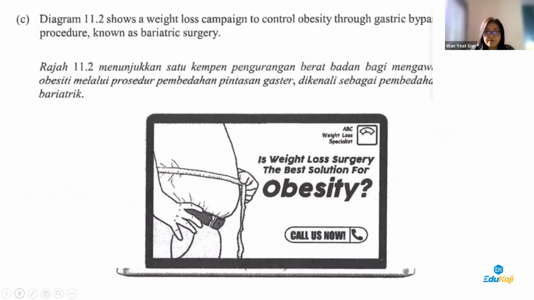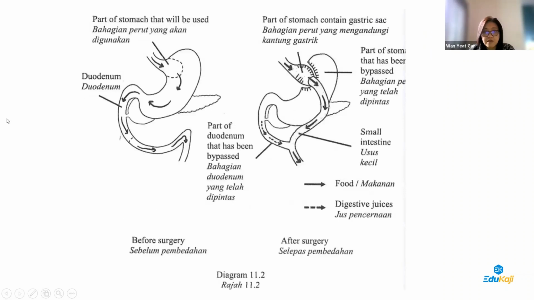Okay, let's look at another question. The diagram shows a weight loss campaign to control obesity through a gastric bypass procedure known as bariatric surgery. The procedure is shown here, where the part of the stomach that will be used is made from the entire stomach. So this part of the stomach is bypassed. Okay, so much of the stomach area is bypassed.